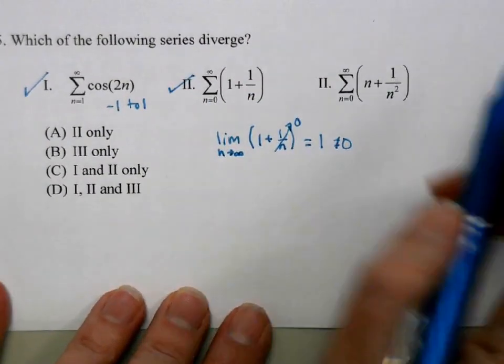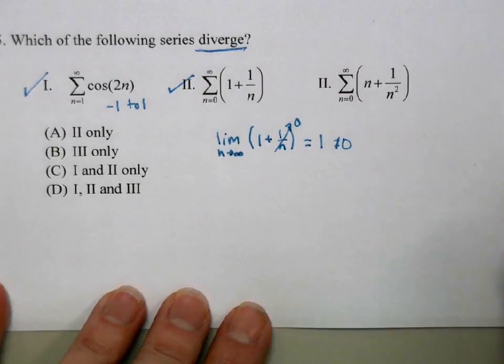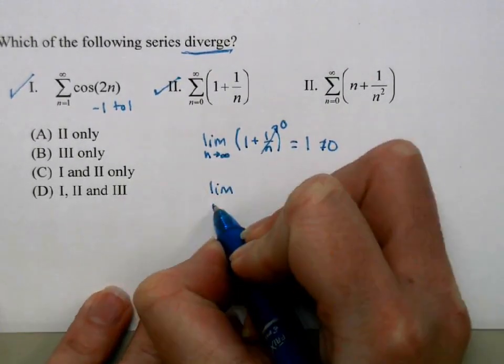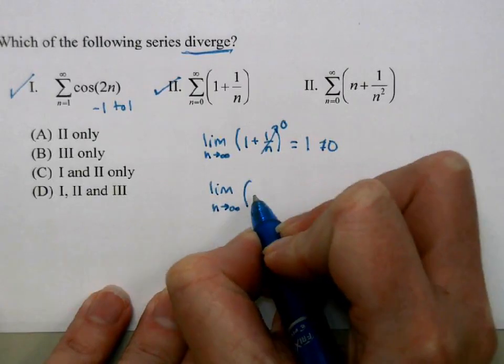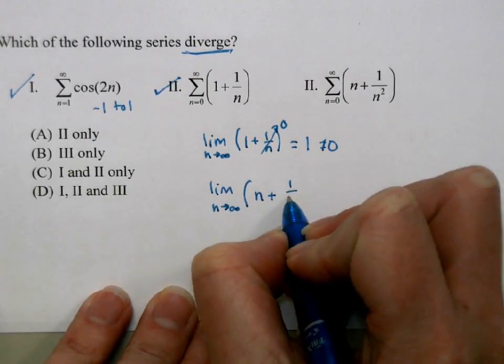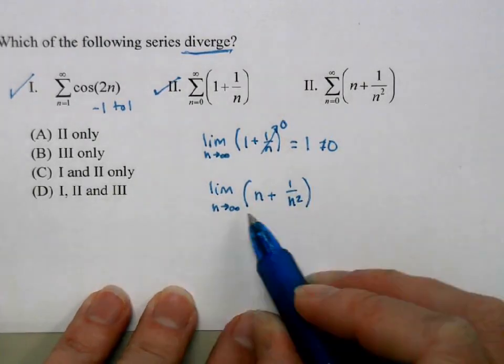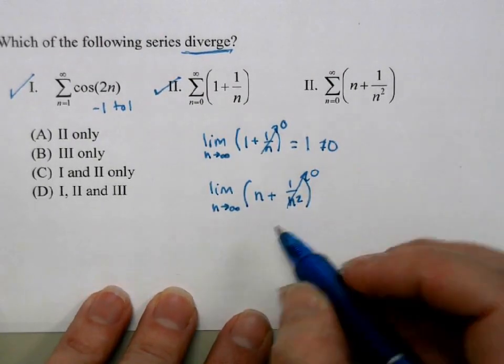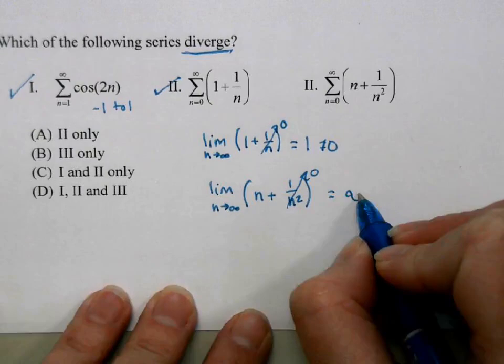So this one also diverges. And be careful about the phrasing. Sometimes they'll ask you convergent, sometimes divergent. Look at that last one. So as we go to infinity, this again will go to 0, but we still have this n piece, which is going to go to infinity.